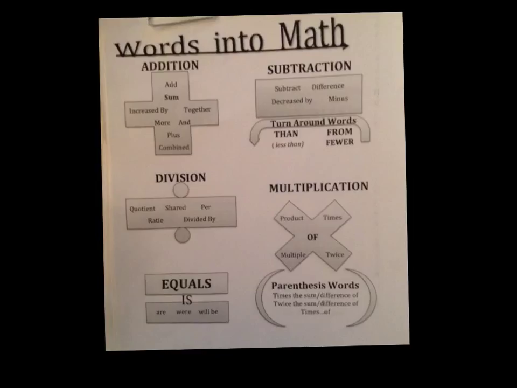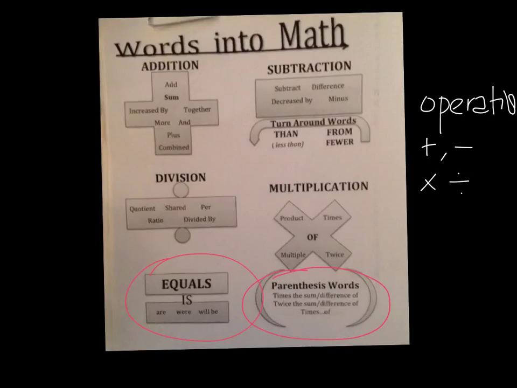These are the operations we're going to use, right? So in math, we have operations. We have adding, subtracting, multiplying, dividing, and there's other keywords that we didn't really go over in class, so here it is. Equals to, right? The words is, are, were, will, be. And then parenthesis words, things that need to go in parentheses, and turnaround words. I will talk to you about them and give you examples. Are you ready?